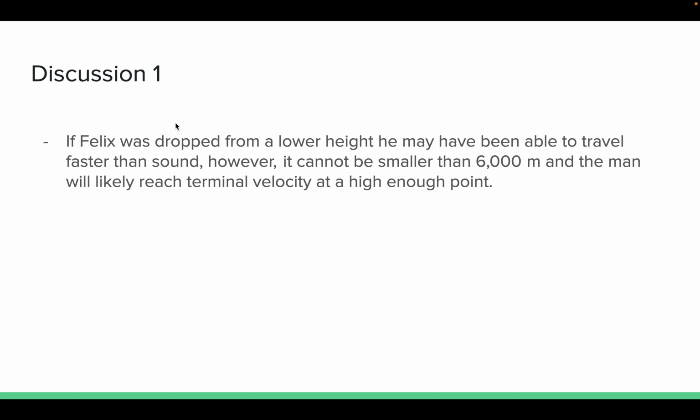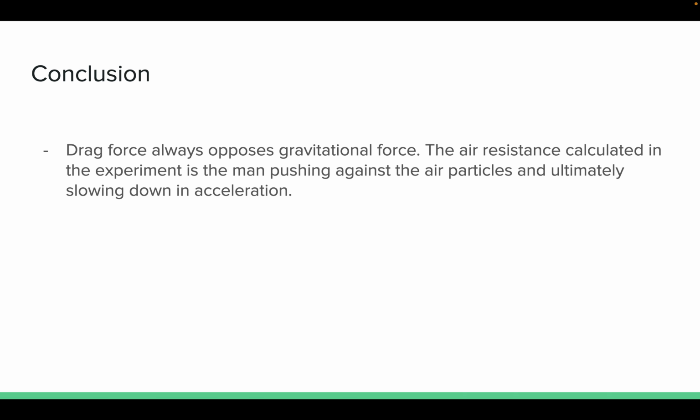Looking at discussion 1, if Felix was dropped from a lower height, he may have been able to travel faster than sound. However, he would have needed to be at a certain amount of height for this to happen, and it can't be lower than 6,000 meters if we use the model that we discussed before. And the man will likely reach terminal velocity if he drops from a high enough point, which is where he's no longer accelerating, but this would be higher than the speed of sound.